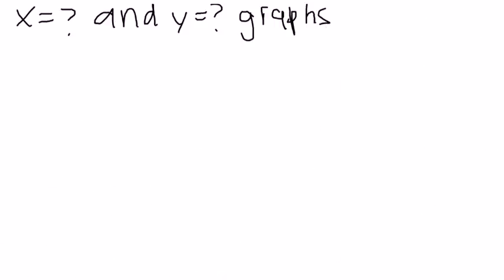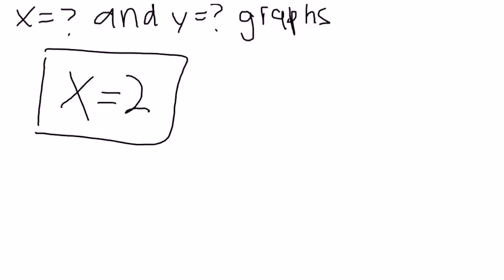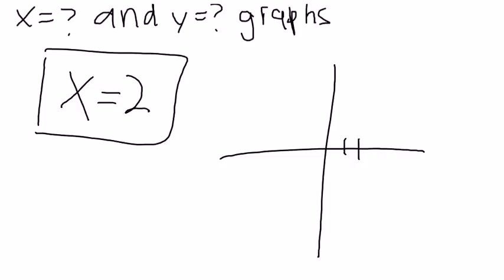Thus, the graph of x equals 2 simply looks something like this. That's all it is. It's a straight vertical line. Now this is also known as an undefined slope. Don't let that intimidate you.